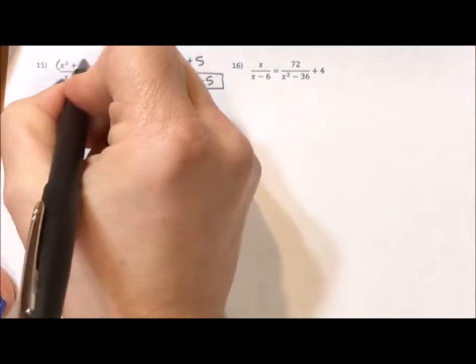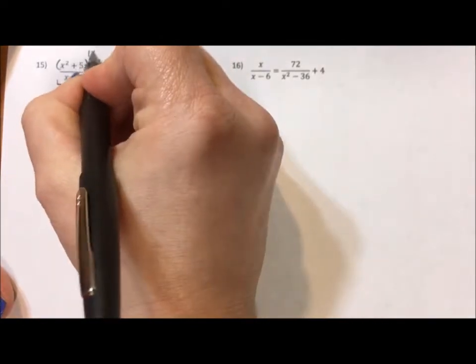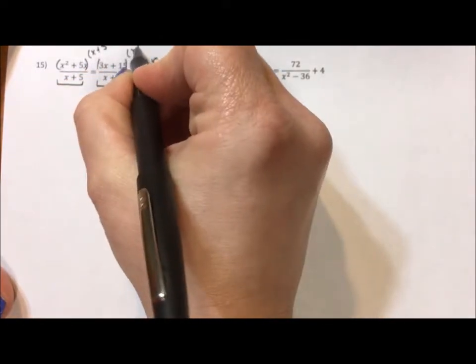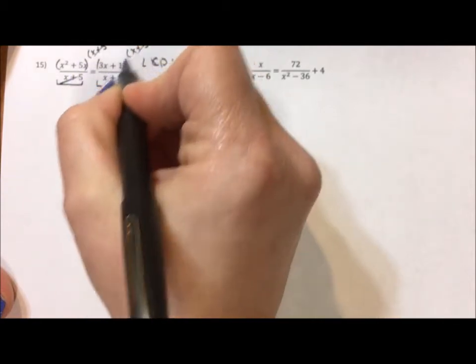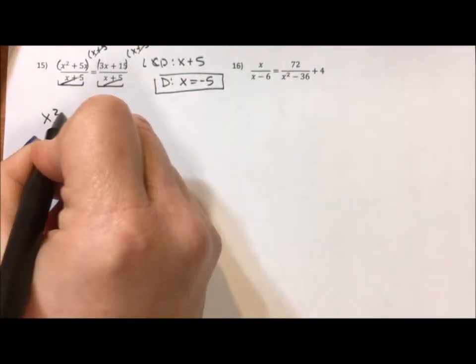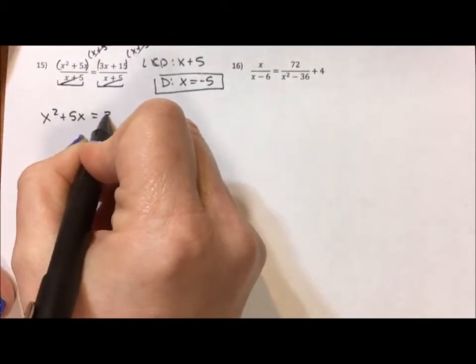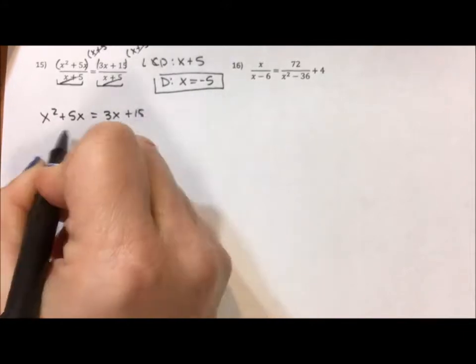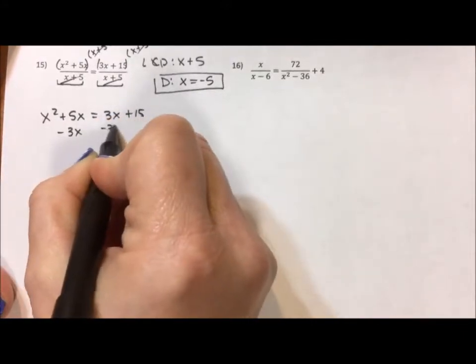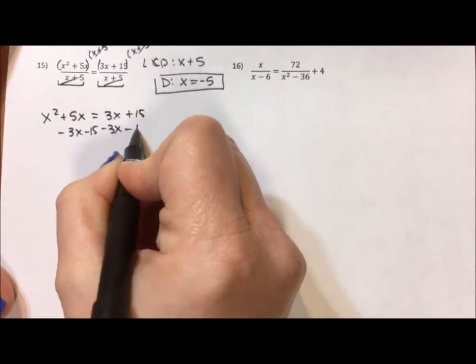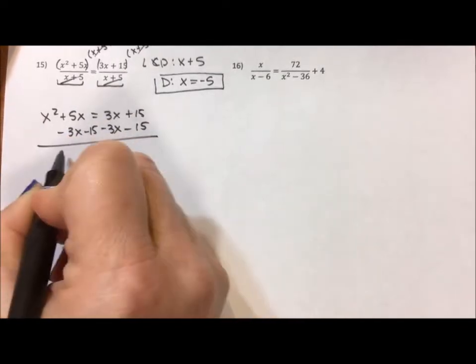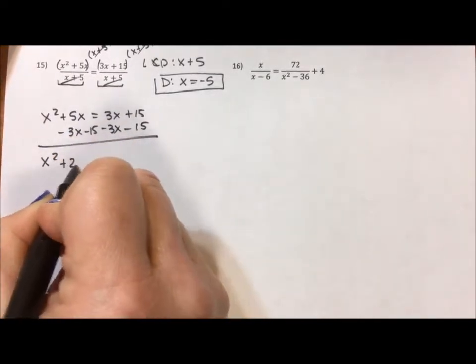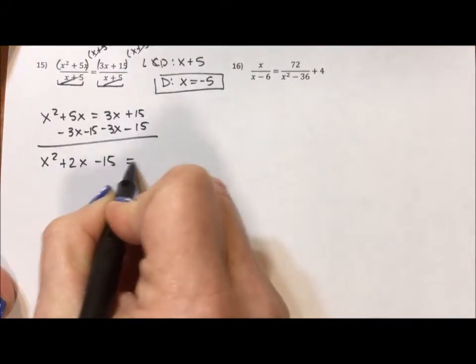Okay, I'm going to go through and multiply both sides by x plus 5. Cancel, cancel, cancel, cancel. I end up with x squared plus 5x equals 3x plus 15. I'm going to subtract 3x from both sides. I will subtract that 15 as well, so that I have x squared plus 2x minus 15 equals 0.